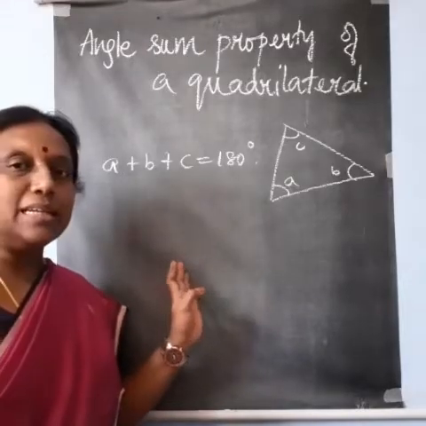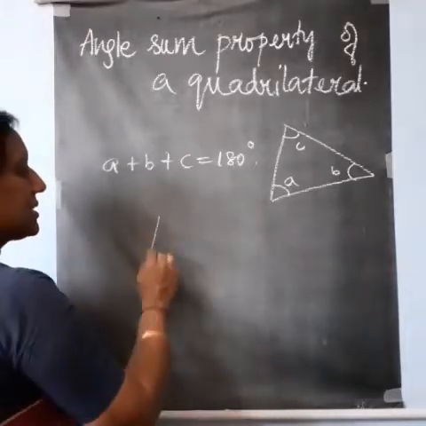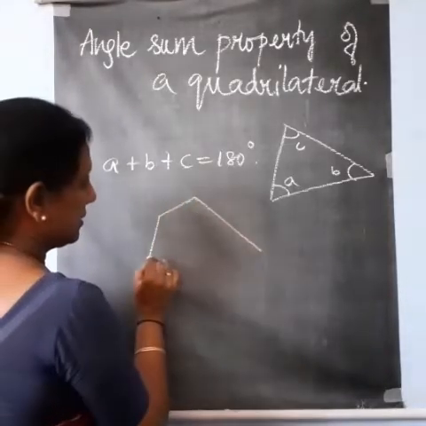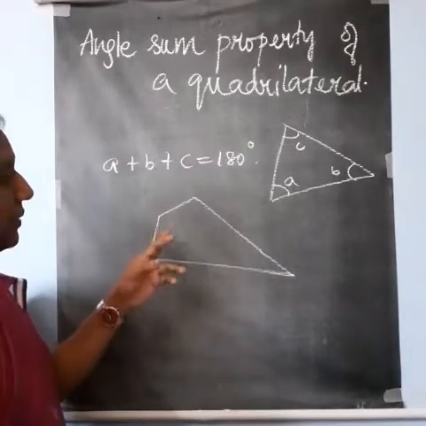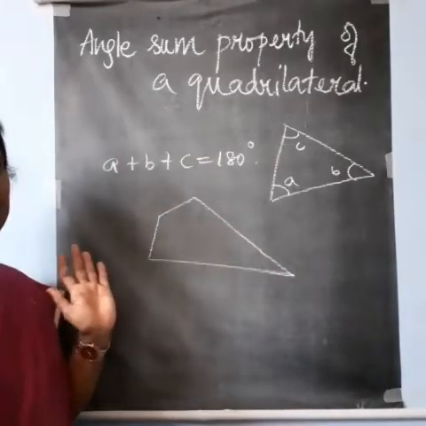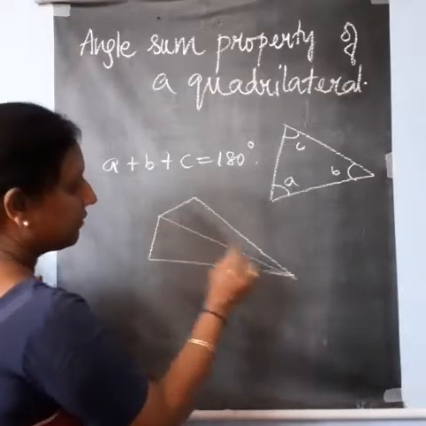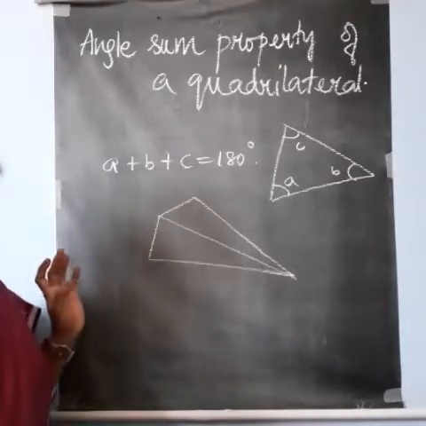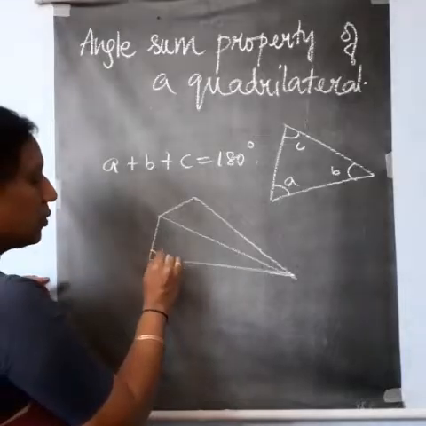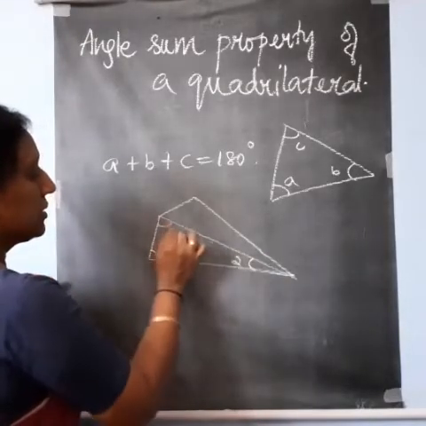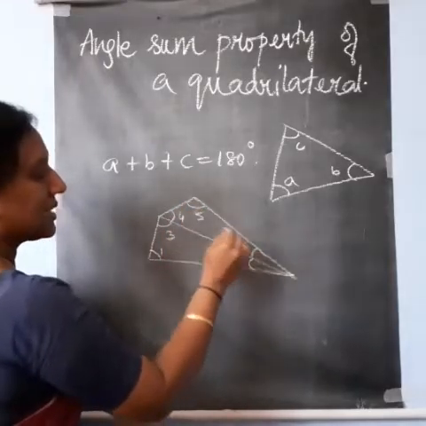Now this year we are dealing with quadrilaterals. So let us see. In a quadrilateral, just say any quadrilateral. What is a quadrilateral? Four-sided figure. You take any four-sided figure. How many triangles can this be divided into? If I draw a line here, I find it can be divided into two triangles. Okay. So let me mark these angles as 1, 2, 3, 4, 5 and 6.